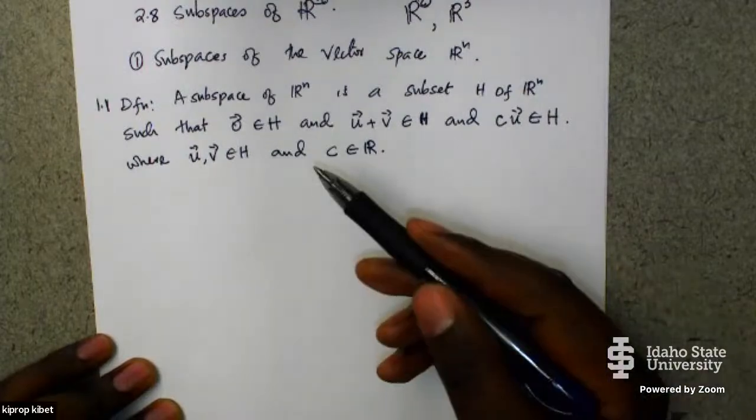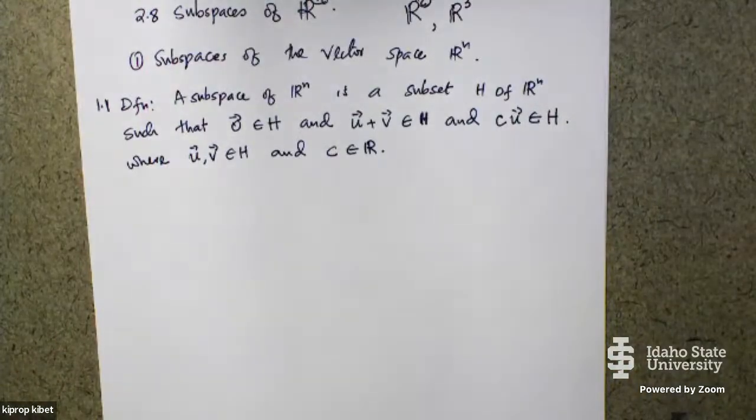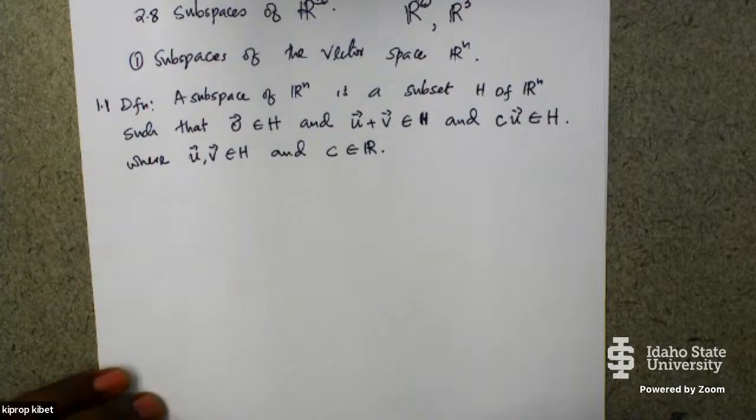So zero vector is an element of the subset, which is H. A subset is actually a small part of the set. So you can have the whole set, and then you take a small part of it. You call that one a subset, and you can call that one H. So that H has the same properties as the whole set.